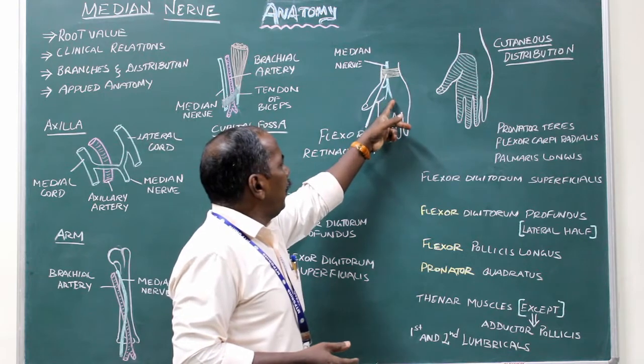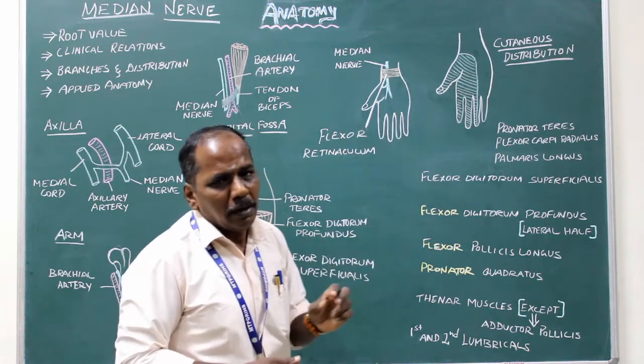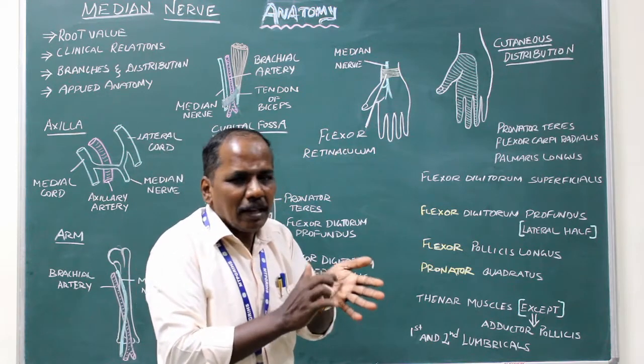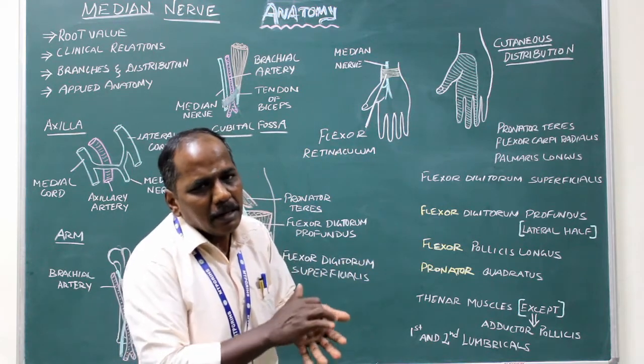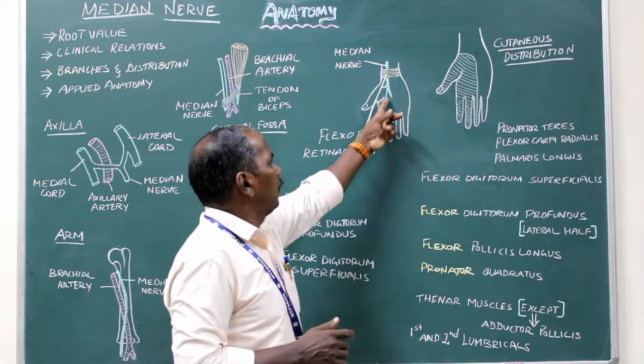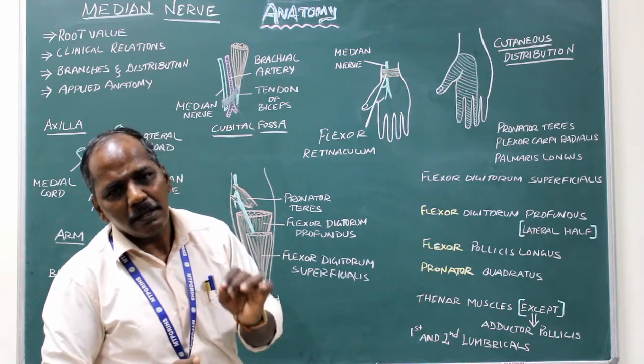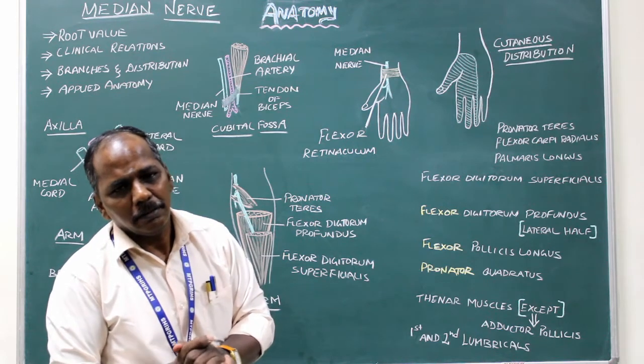The lateral and medial division present in the hand also supplies 2 muscles in the hand, that is, the first and second lumbricals. That is, the lateral 2 lumbricals are supplied by the median nerve in the hand. So these are the branches and distribution of the median nerve.